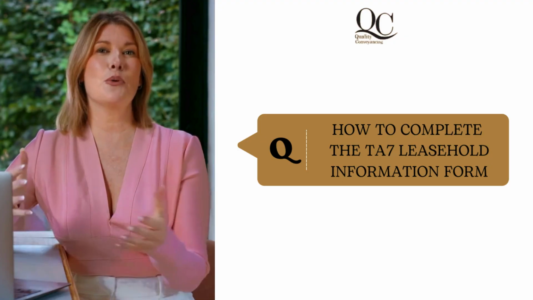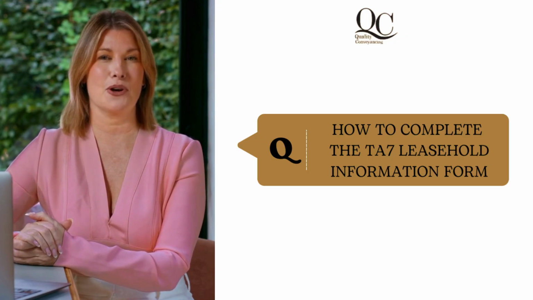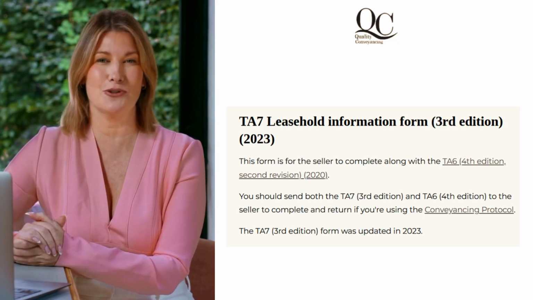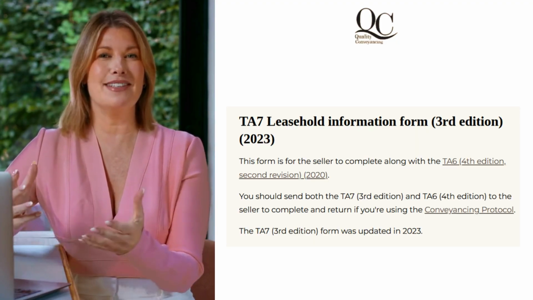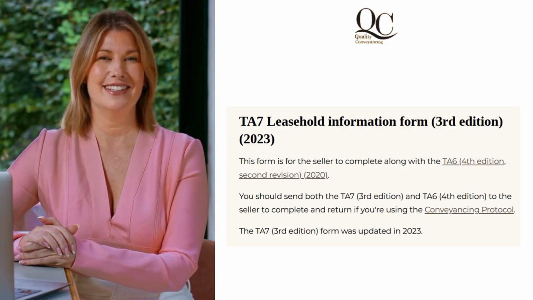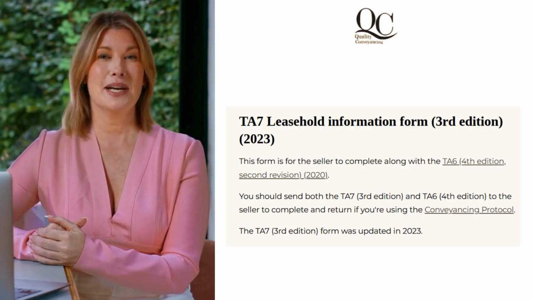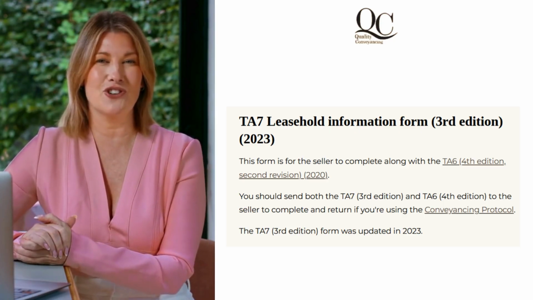In this video, we're walking you through how to complete the TA7 leasehold information form. This form is used when you're selling a leasehold property, like a flat or apartment, and it gives the buyer important information about the lease, ground rent, service charges, and how the building is managed. You're simply being asked to share what you know based on your ownership.